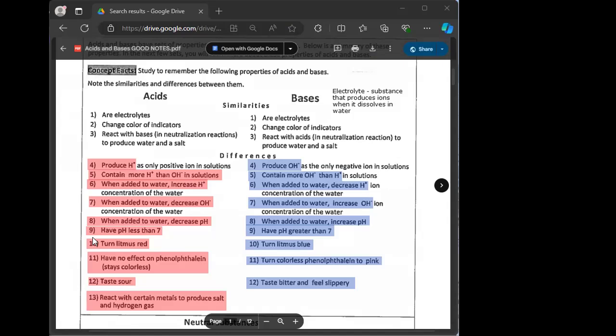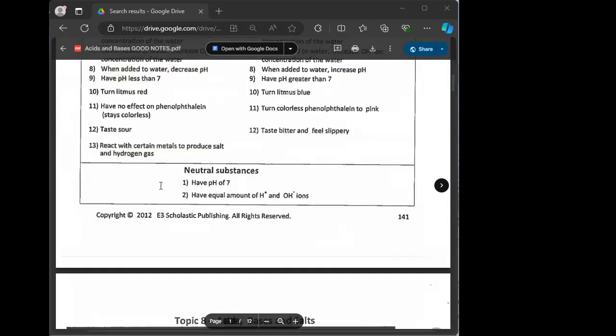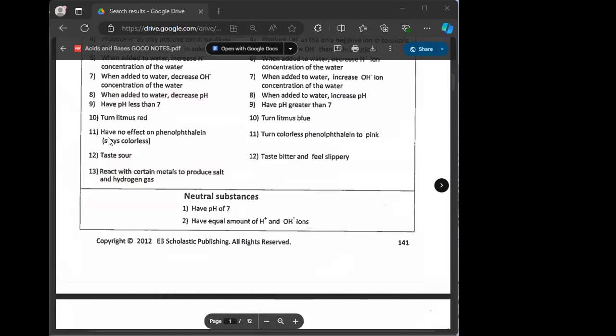Okay. And then neutral substances have a pH equal to 7. And they also have equal amounts of hydrogen and OH.